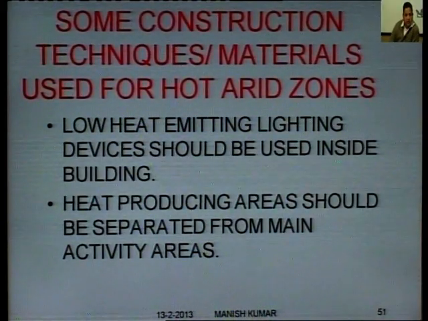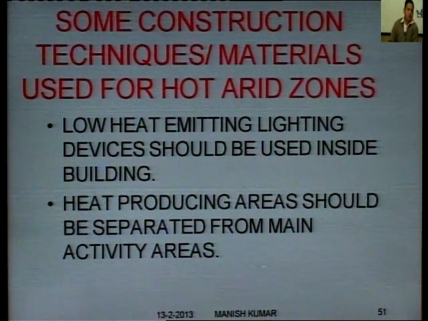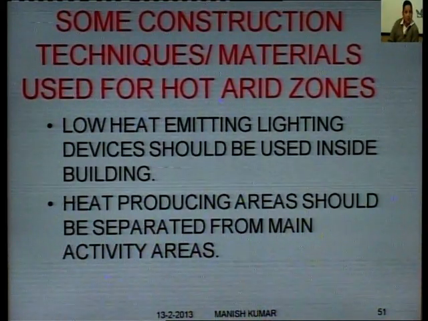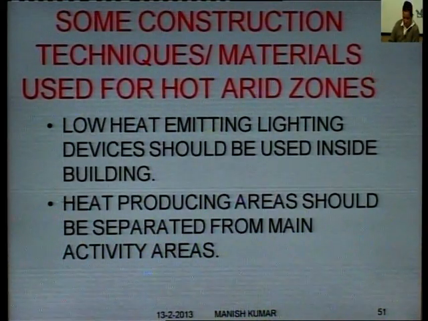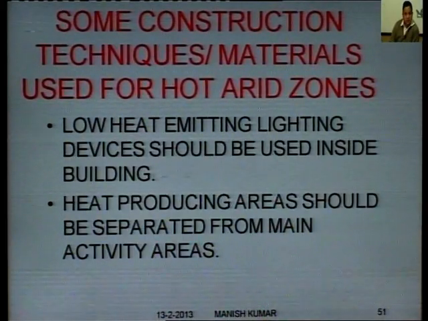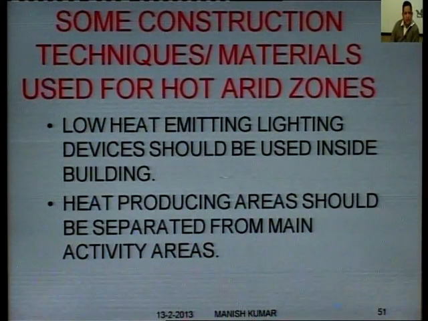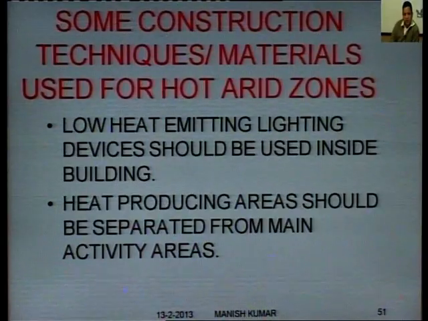Low heat emitting devices should be used inside buildings. As we know, a lot of modern devices emit heat, so we can replace these with low heat emitting devices, like our normal bulbs radiate heat, and compact fluorescent lighting releases very little heat. Heat producing surfaces should be separated from main activity areas. We can separate heat producing areas or heat producing devices from our main activity areas also.